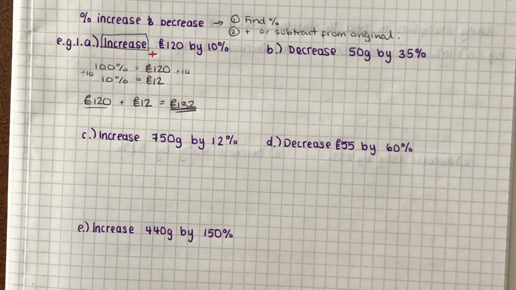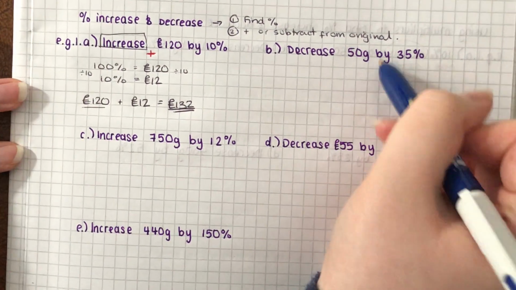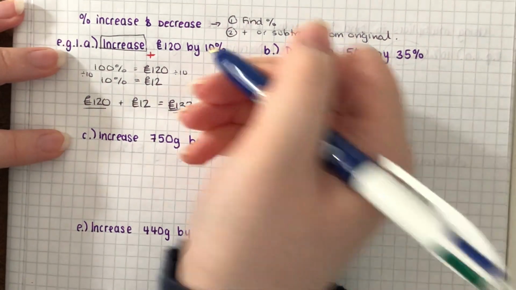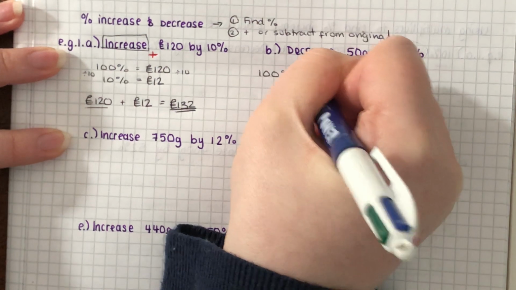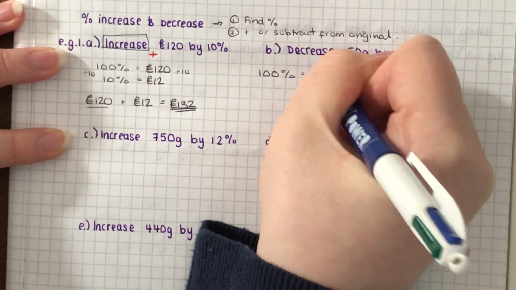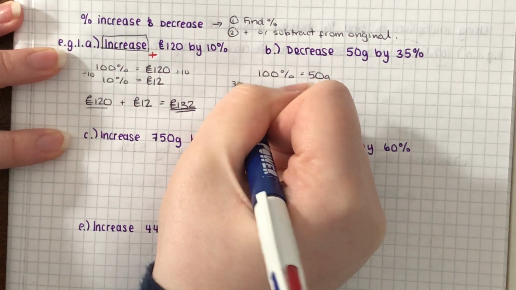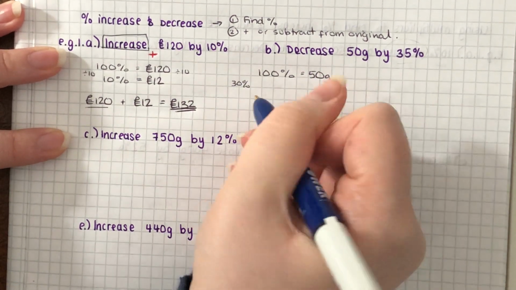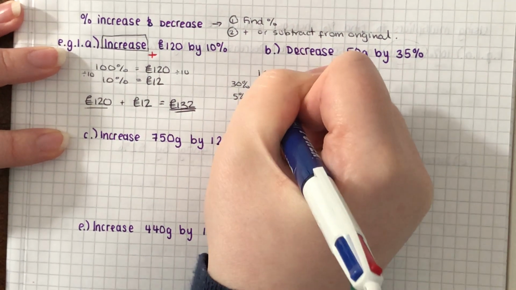Okay. So similarly for the next one, first thing we need to do is work out what 35% is of 50 grams. So I'm going to start with 100%. So 100% is equal to the 50 grams. So to find 35, I'm going to find 30. And then I'm going to find 5. Okay, and then I can add those together. So start with 10%.